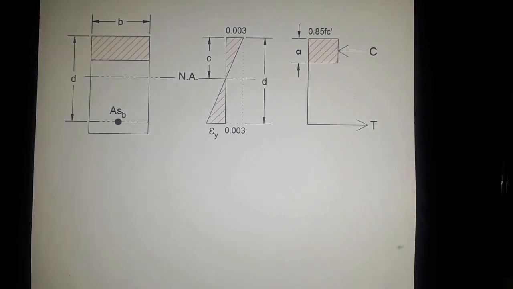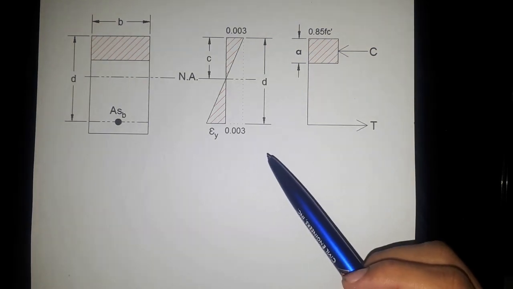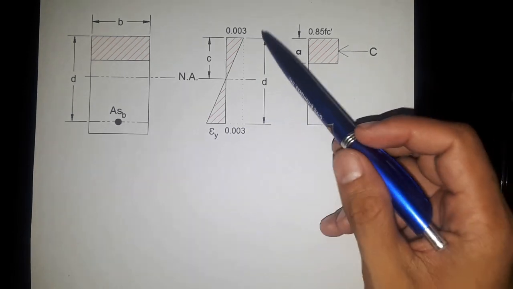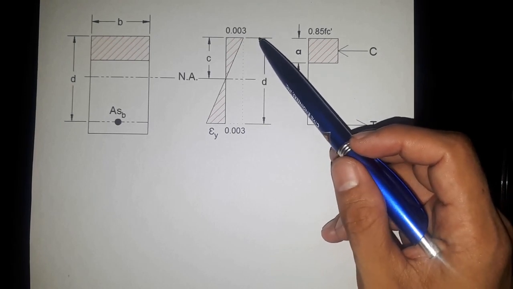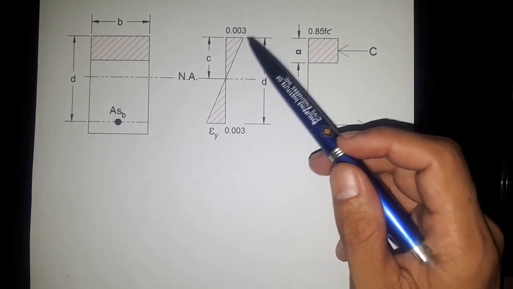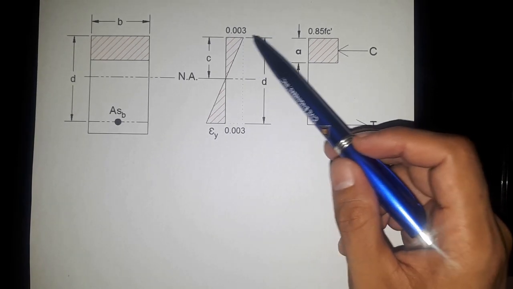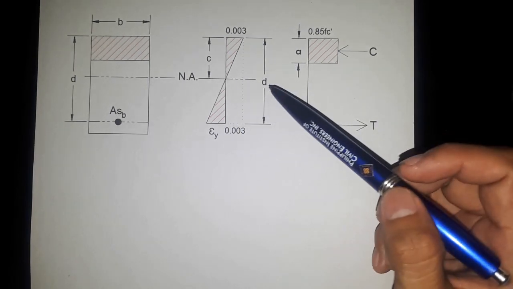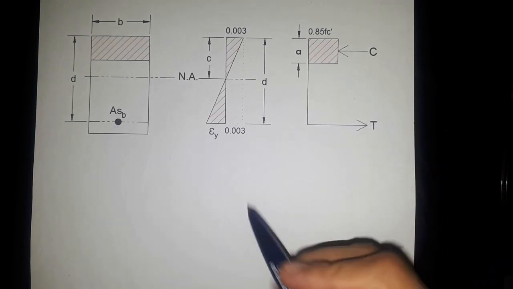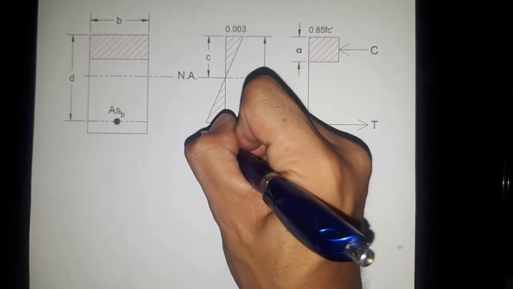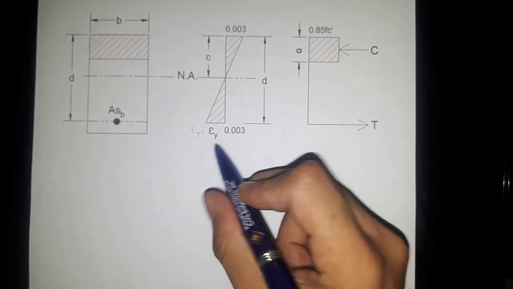reinforcement. So, let us recall na dun sa una, sa tension controlled, mauna mag-yield yung steel before sa concrete. While dun sa compression controlled, hindi mag-yield yung steel kasi mauuna mag-fail yung concrete. In this situation, sabay sila. So, ibig sabihin, yung tensile strain ng steel is equal to the yield strain.